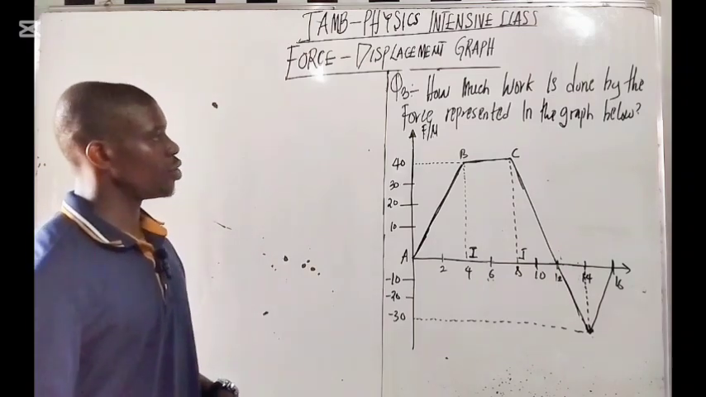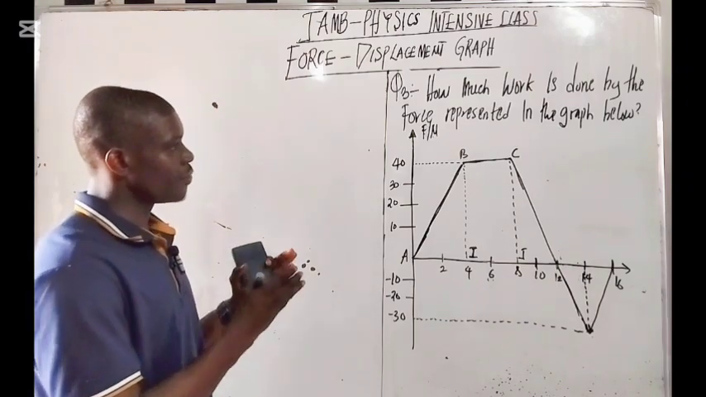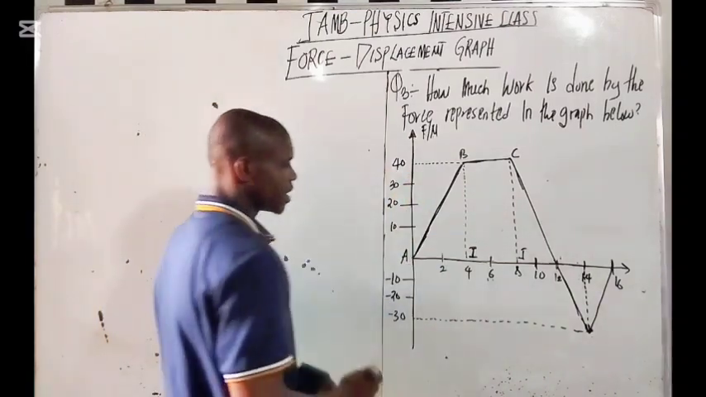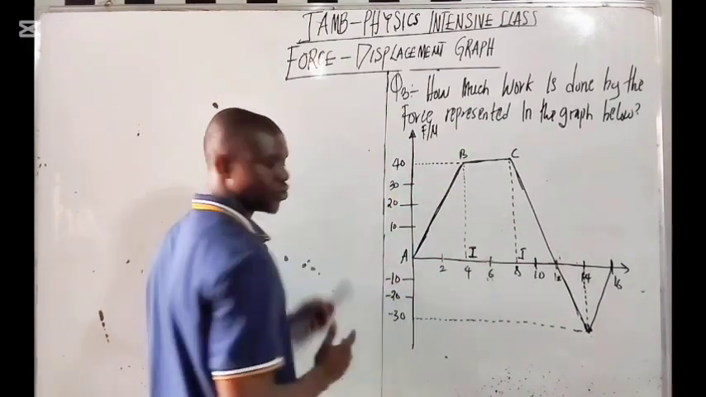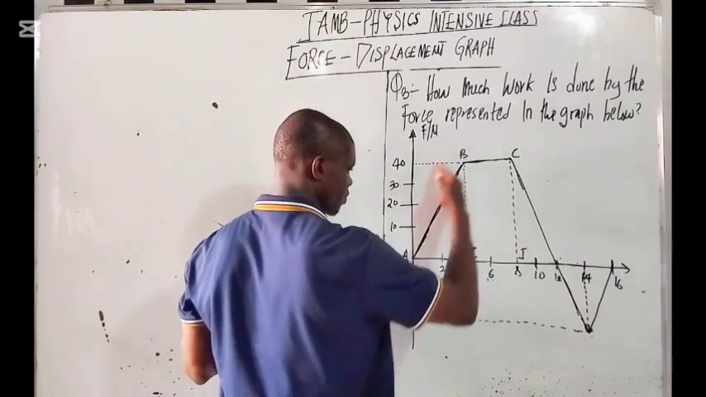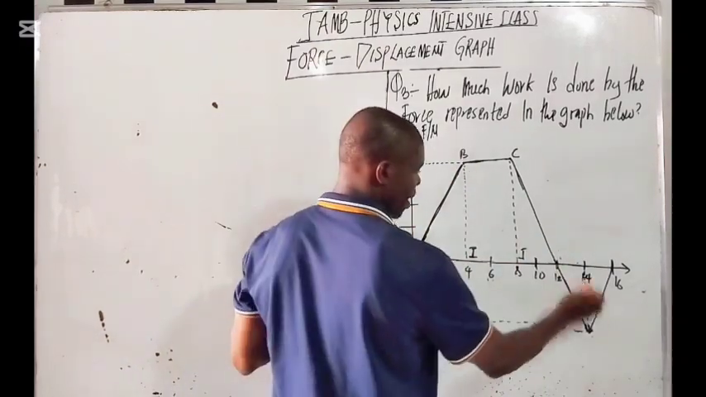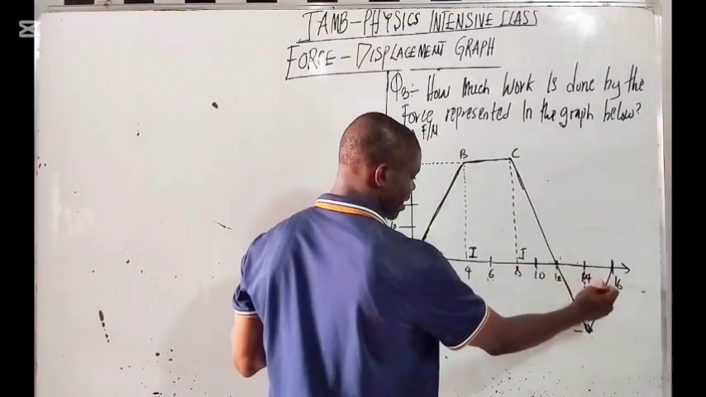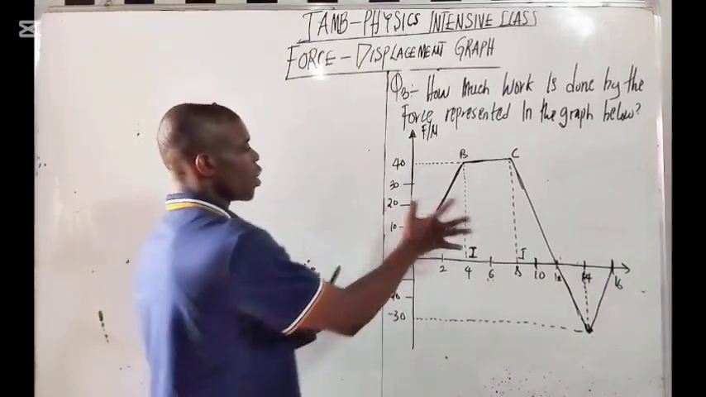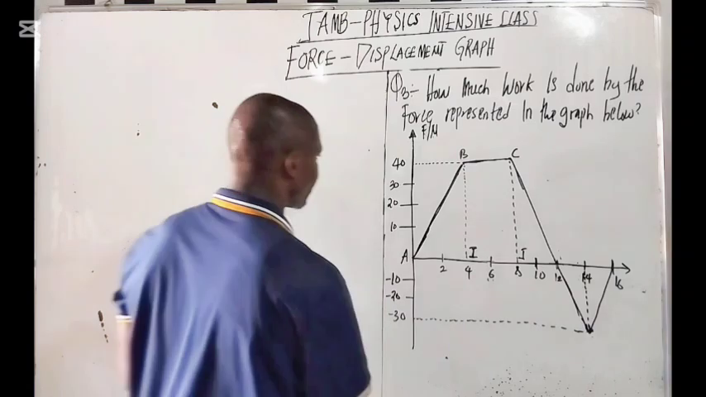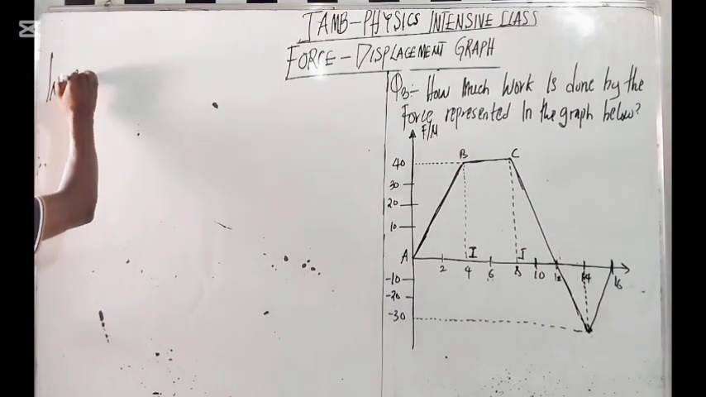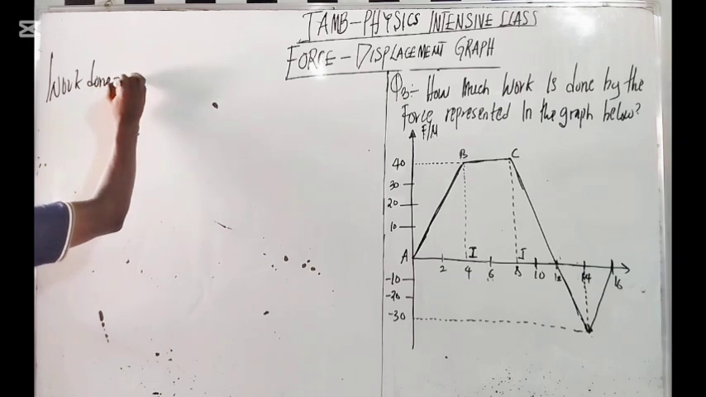How much work is done by the force represented in the graph below? Look at the graph here. Now here we have up and down. Do you understand? Here is the trapezium, and here we have two triangles, this side and this side. So what I want to do here is the up minus the down. So it's going to be work done.